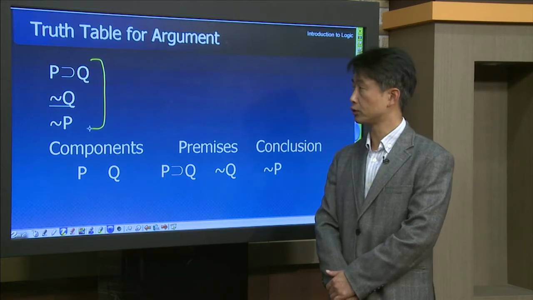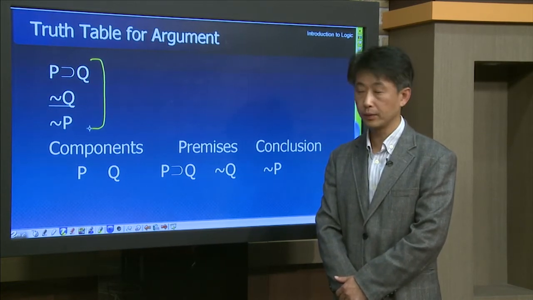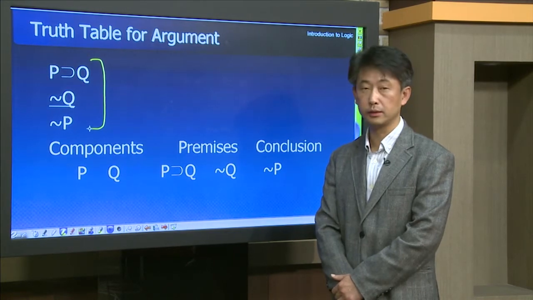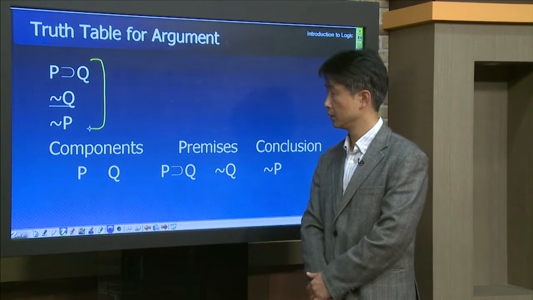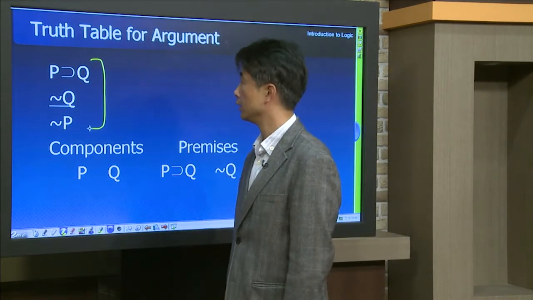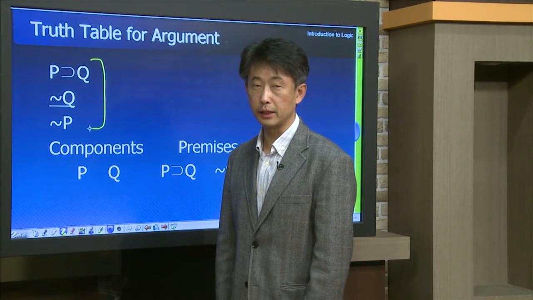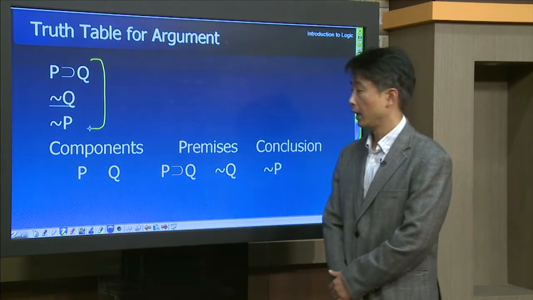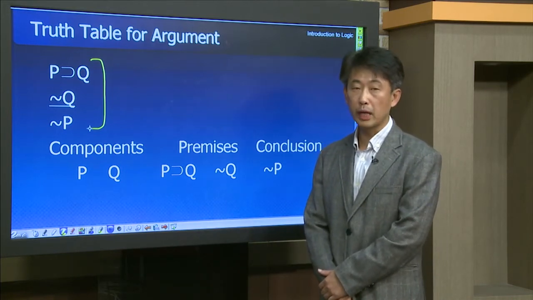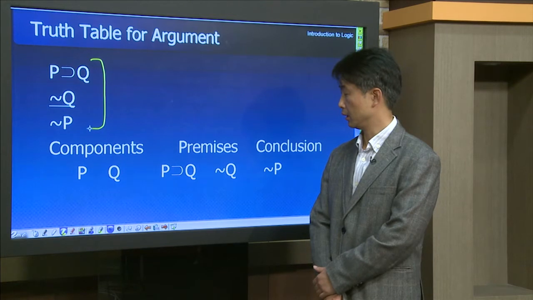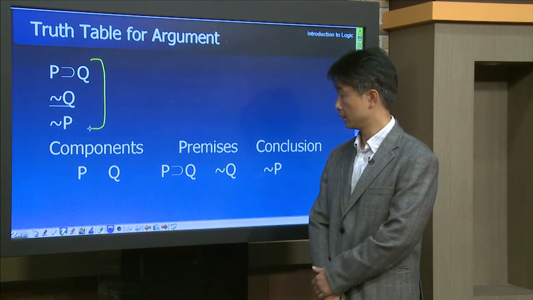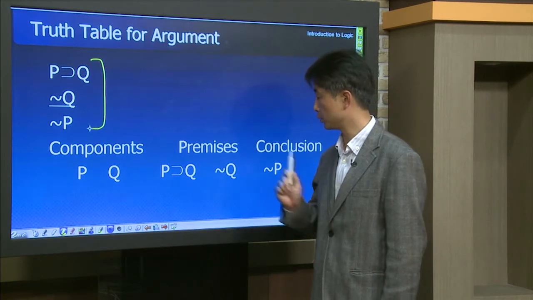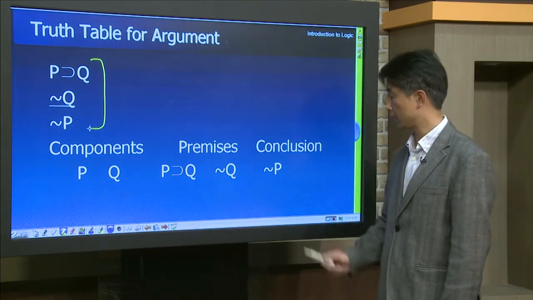Just like constructing a truth table for a sentence, you write down the component sentences first. If you look at this argument, there are two simple sentences, P and Q. So you write down P, Q. And then you write down the premises one after another, premise 1 and premise 2. And finally, you write down the conclusion.